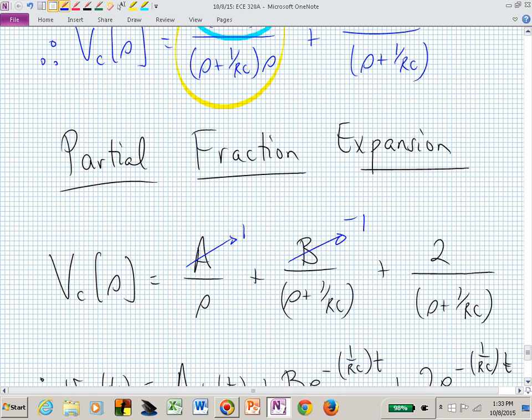We would need to keep track of it as a number, but in our partial fraction expansion, it's just A over S plus B over S plus 1 over RC. The 1 over RC gives us the values for A and B. Question?